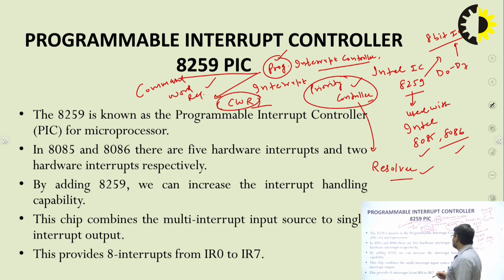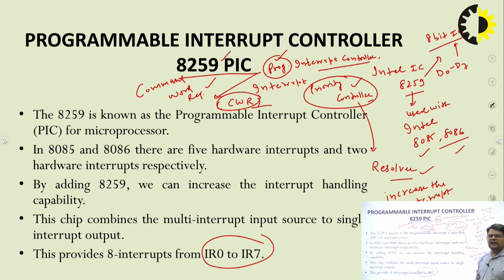Another feature is that this IC 8259 can also be used for increasing the interrupt handling capability. The interrupt handling capability of the microprocessor can be increased with the help of this IC 8259, because the individual 8259 IC can handle 8 interrupt requests from the attached peripheral devices or IO devices. So a single 8259 can have 8 interrupt requests from the attached devices or peripherals. These requests are IR0 to IR7.